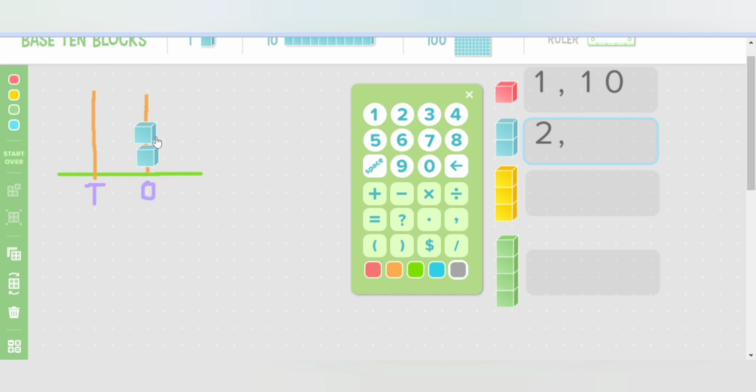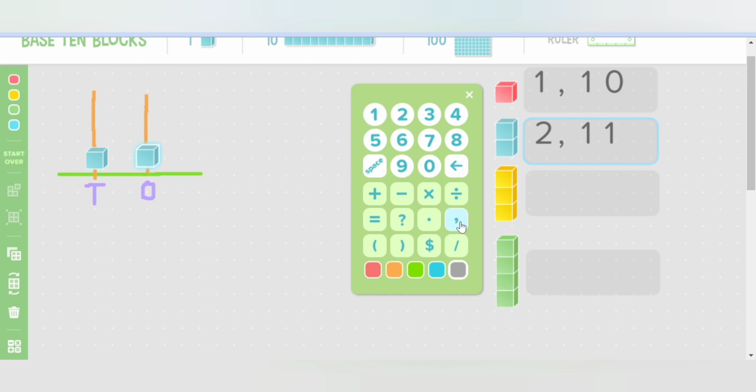Now I am going to put one counter at tens place and one counter at ones place. When it is at ones place, it makes 1, and when one counter is at tens place, it makes 10, and 1, it makes 11. So when we have 1 ten and 1 one, it makes 11.